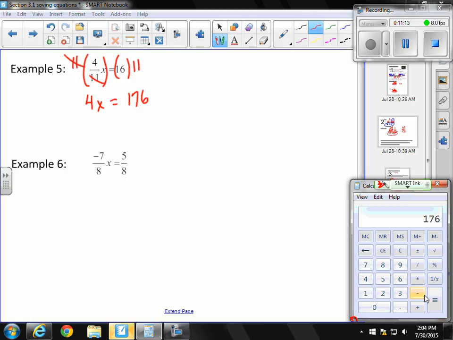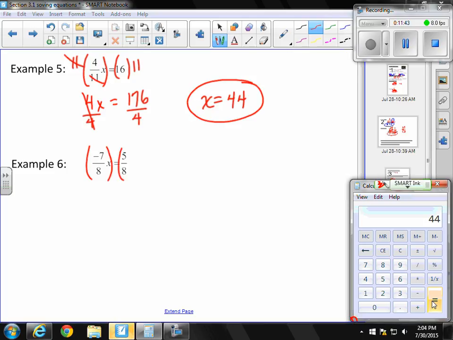And then to get the x by itself, I have 4 times x. So what goes with multiplication? Division. I'm going to divide both sides of my equation by 4, and that leaves me with x equals 176 divided by 4, or 44. And in example number 6, our denominator on both sides of the equation is 8. I'm going to multiply both sides of the equation by 8.